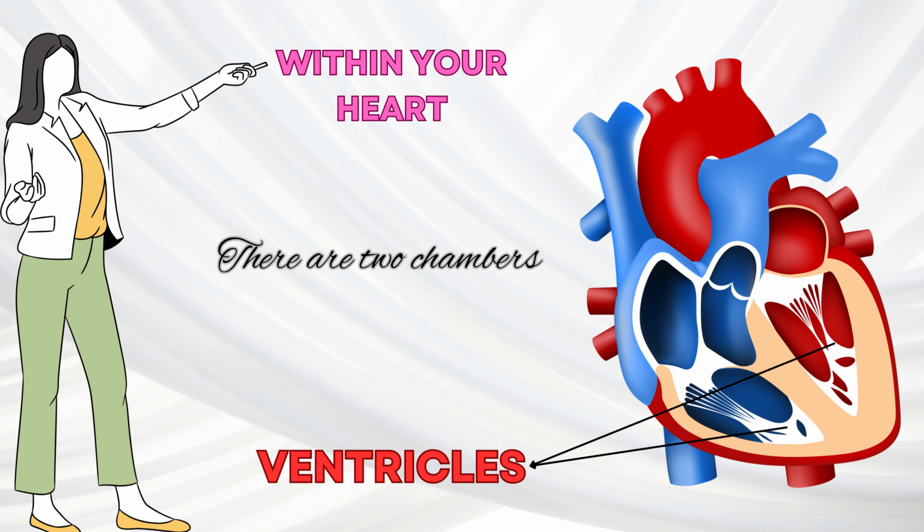The first factor is cardiac output, referring to the volume of blood that your ventricles expel from the heart per minute. An increase in cardiac output correlates with elevated blood pressure. The second factor affecting blood pressure is blood volume, which signifies the total amount of blood within your body. An increase in blood volume is associated with higher blood pressure.